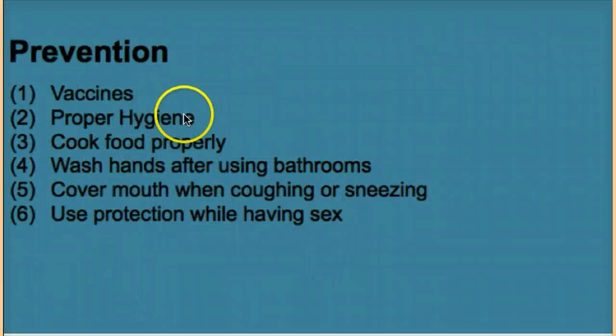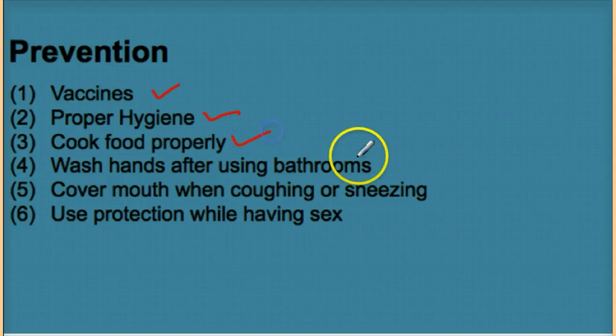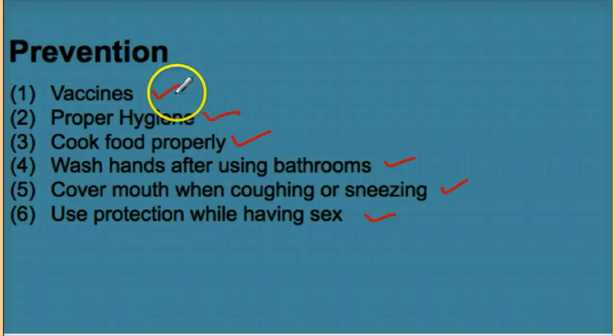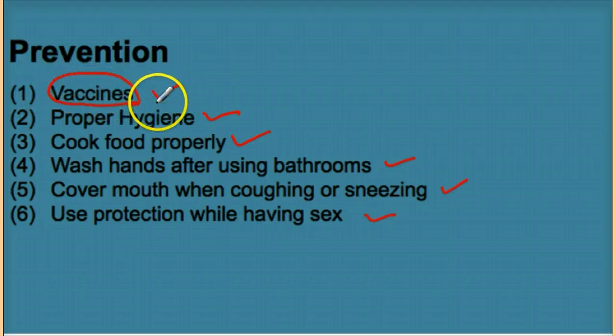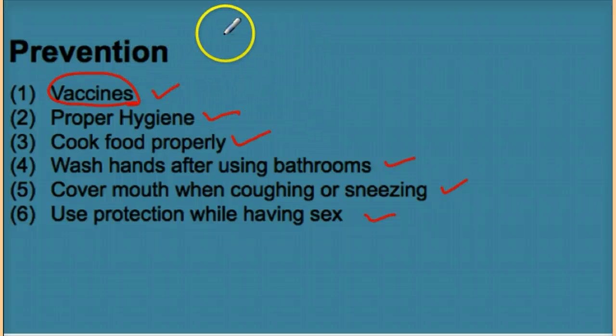We can actually prevent the spread of bacteria. We can prevent it by vaccination, proper hygiene, cooking food properly, washing our hands after using the bathroom, covering our mouth when we're coughing or sneezing, or using protection while having sex. We have talked a lot about vaccination as a preventative measure in combating diseases. I just want to recall some of the basics of vaccination and how it works.